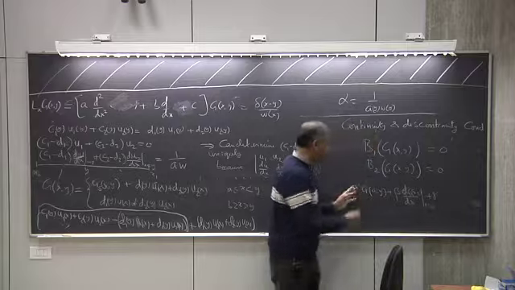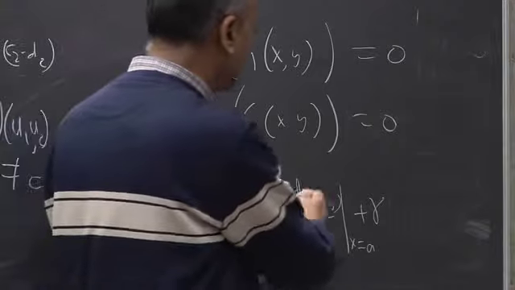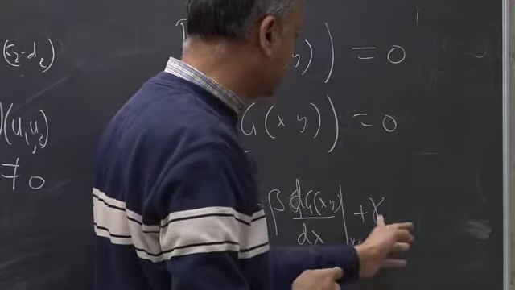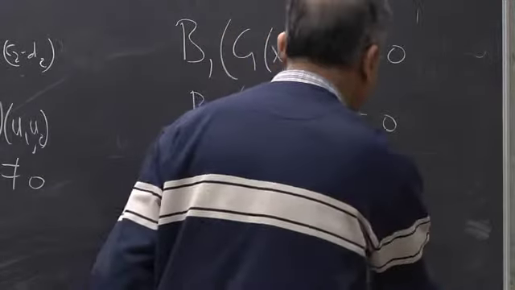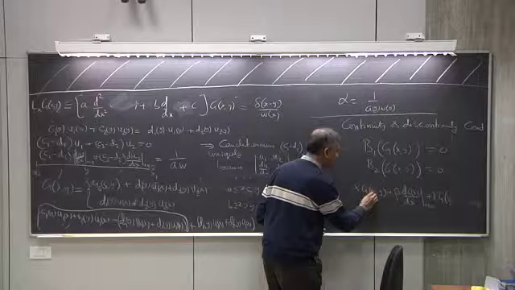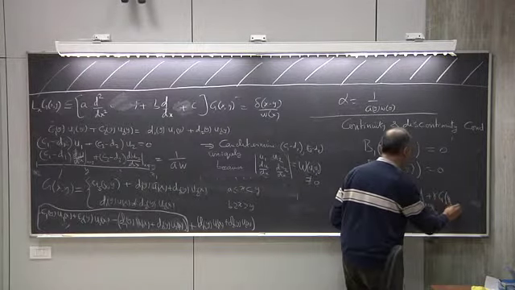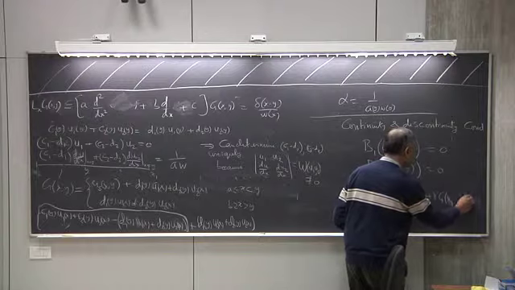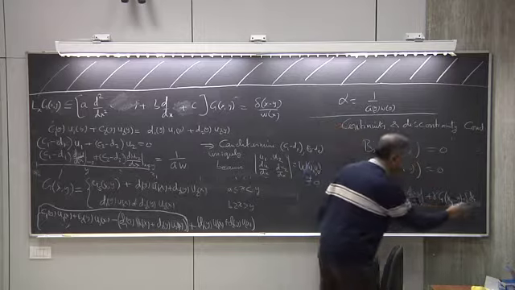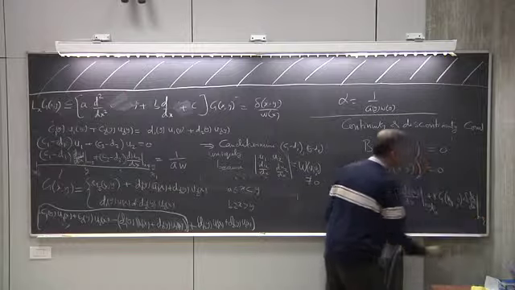Remember this: alpha times the value of the function at one boundary, plus beta times the value of the first derivative at that same boundary, plus gamma times the value of the function at the second boundary, plus delta times the derivative there. I should call these boundaries x naught and x1, not a and b. This is the shorthand notation for that. It is just a linear function, dg by dx at x equal to x1.